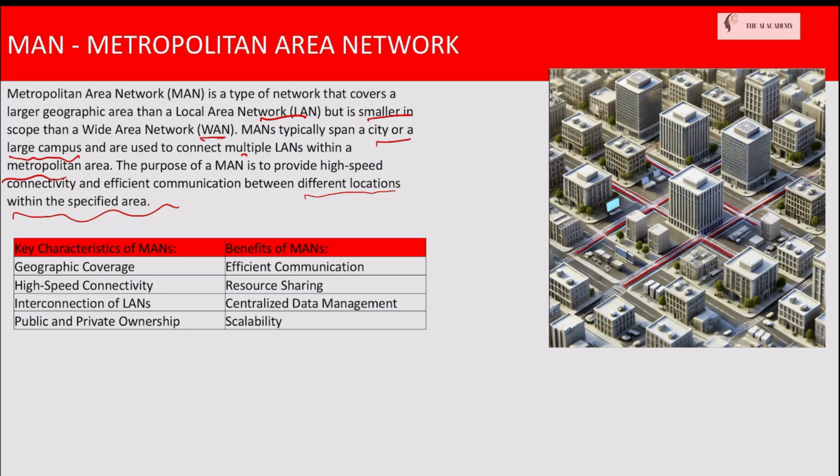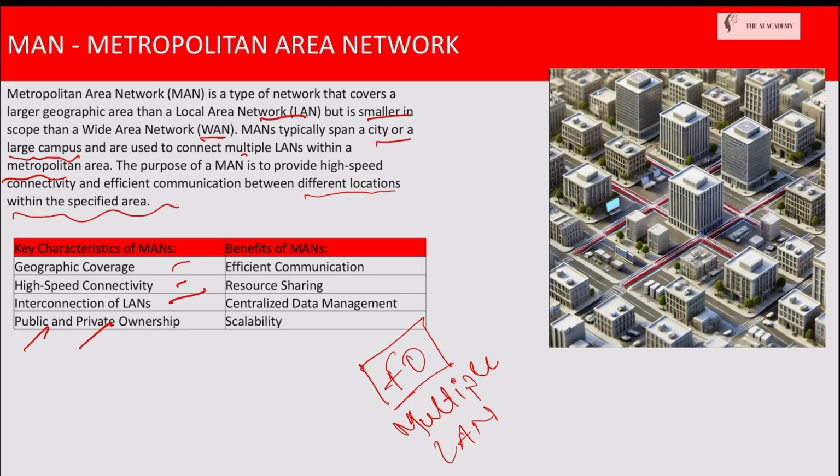A MAN covers a larger geographic area, typically a city or a metropolitan region, allowing for connectivity between multiple buildings or locations. MANs provide high-speed network connections, often using fiber optic cables, to ensure fast data transfer and communication between the connected sites. MANs connect multiple LANs, enabling resource sharing, centralized data management, and improved communication across different locations within the metropolitan area. MANs can be owned and operated by government, telecommunications companies, or private enterprises, providing public or private network services.